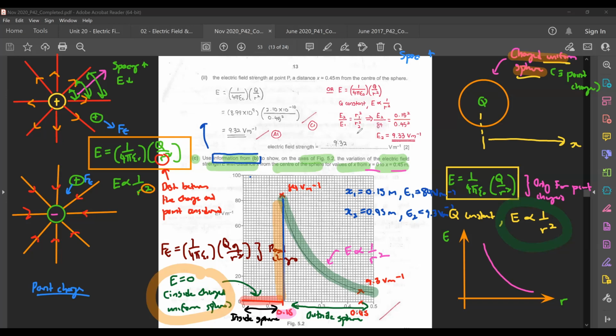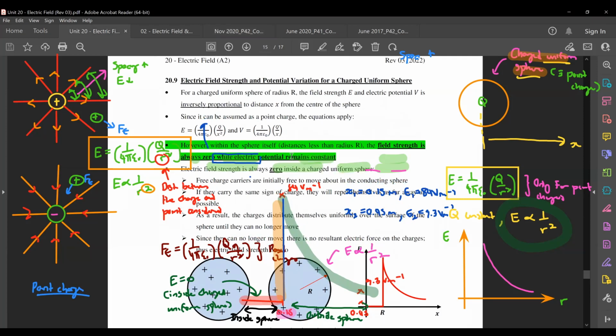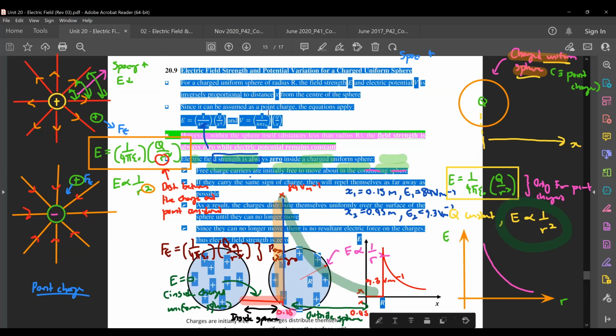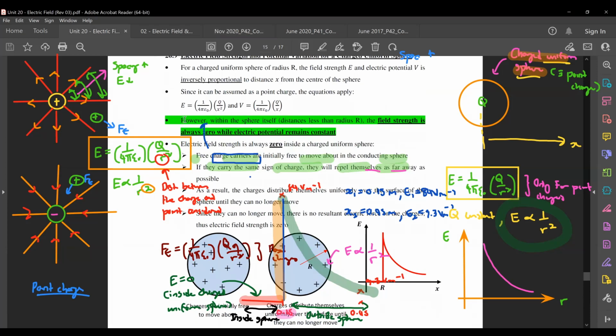Now, as to why is it that we say that field strength is always going to be 0 inside your charged uniform sphere, some of your past year questions will actually ask you to explain why the field strength inside a charged uniform sphere is 0 in the first place. For this, you actually need to refer to page 15 of your electric field notes. Okay, this part here was actually explaining to you certain characteristics of a charged uniform sphere.